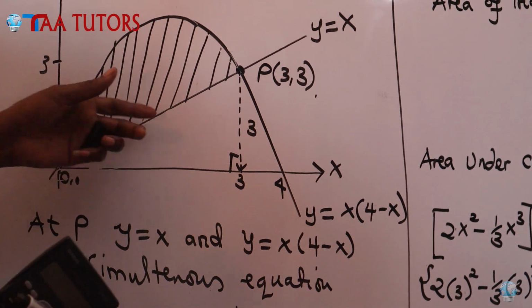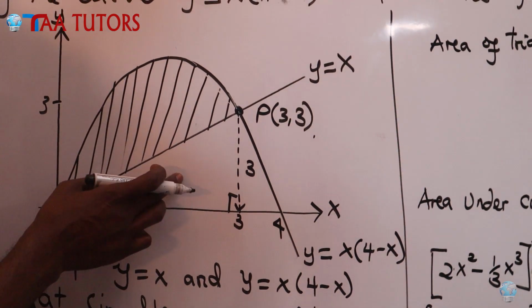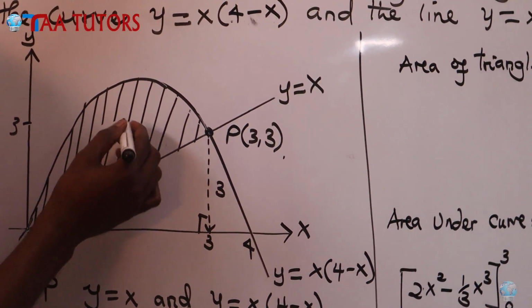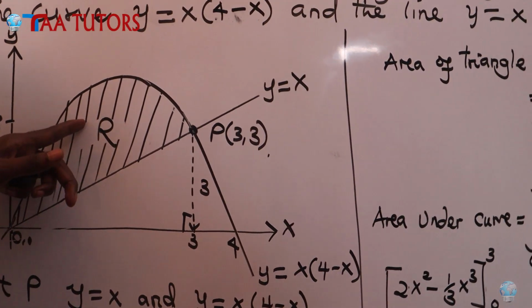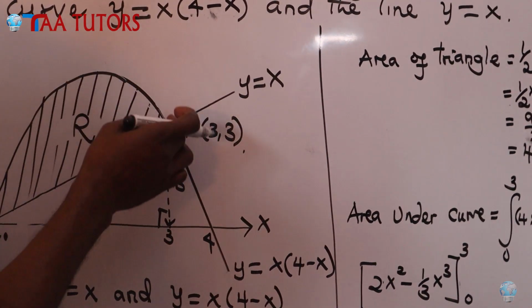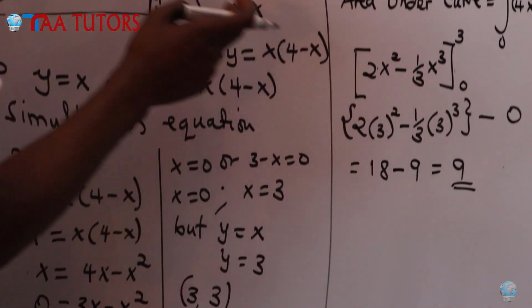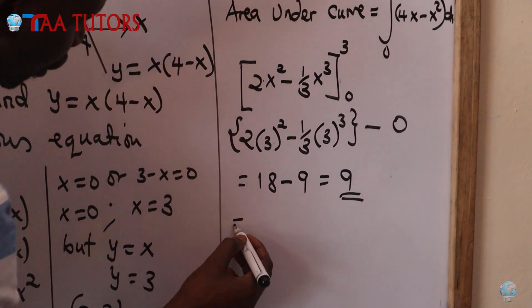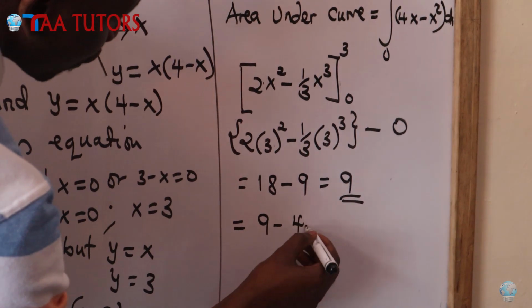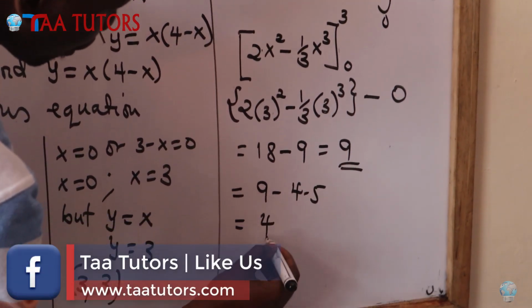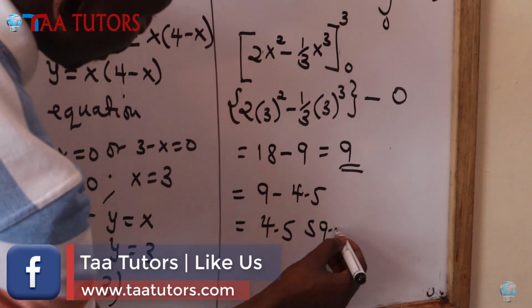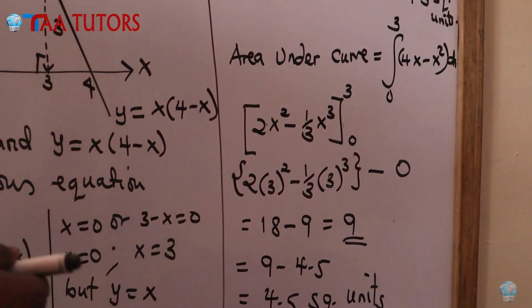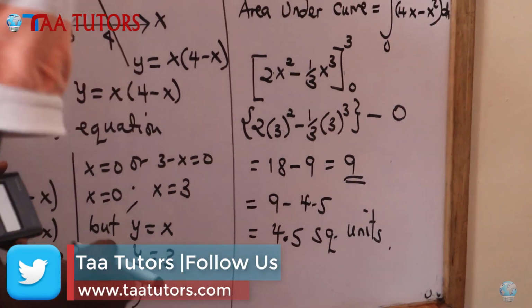But we know the whole area under this curve carries both this and this. So what we need is to get this one only. Let me label it R. For us to get R only, we are going to get the whole area under the curve, which is here, minus the area of this triangle, which is here. So we are going to say now the area of the shaded region will be 9 minus 4.5, which is actually 4.5 square units. So viewers, that's what we have, and you see it's not a big deal to find.